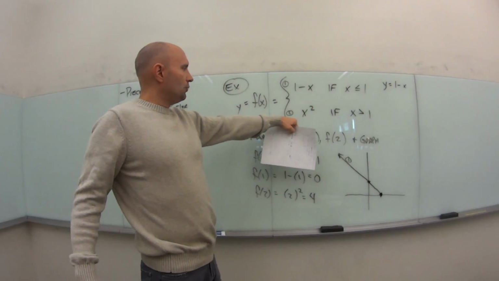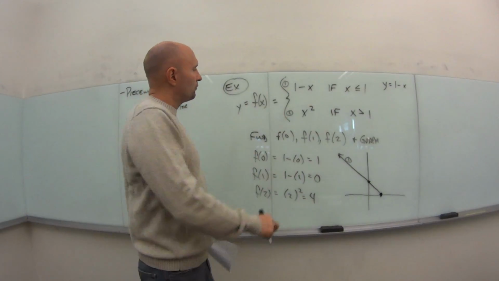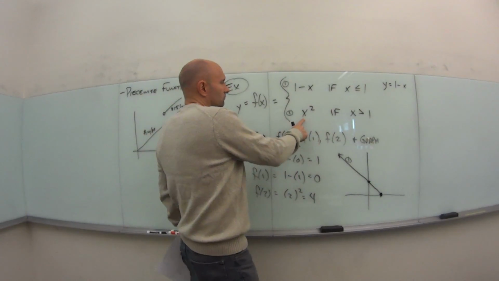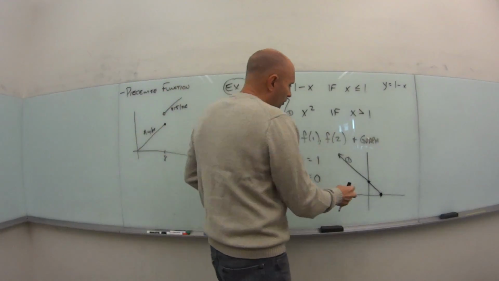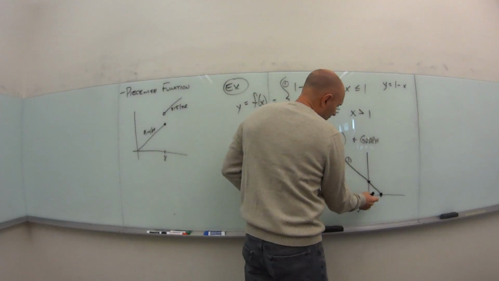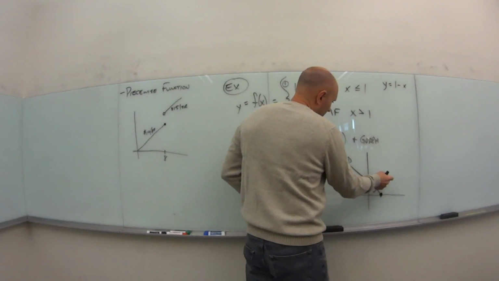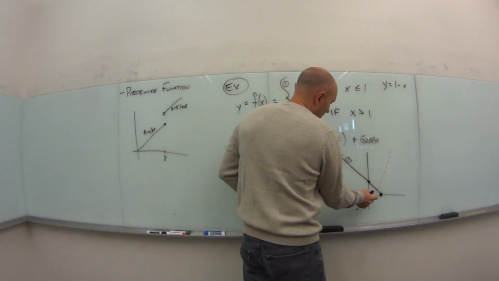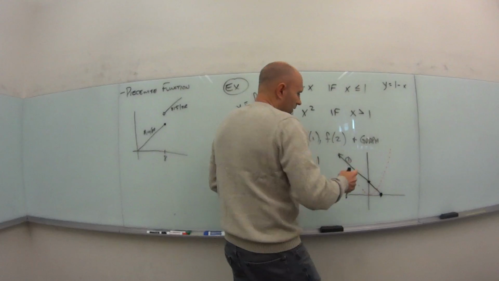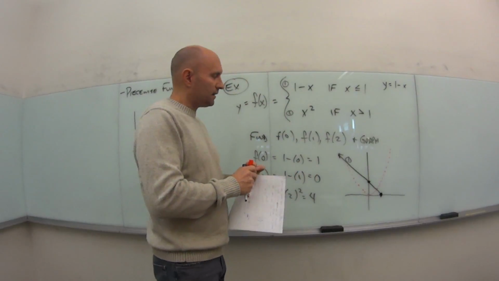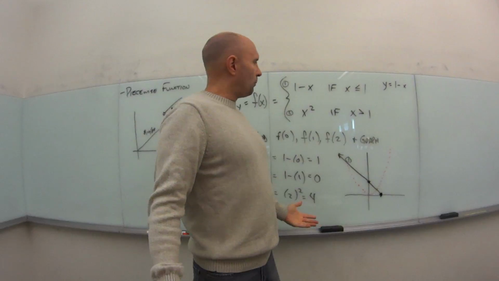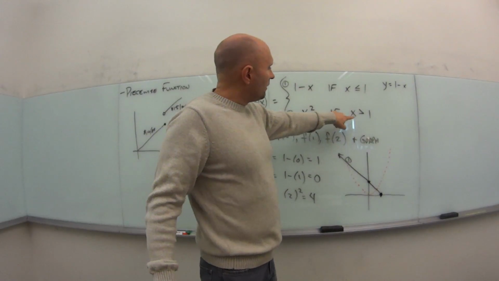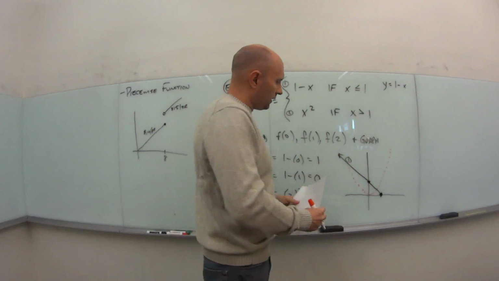For number 2, this is what? This is x squared, which is what? A parabola. So my parabola would look like what? It would look something like that red dotted portion, right? But I'm not including the whole parabola. I'm only going from where? From x is greater than 1.